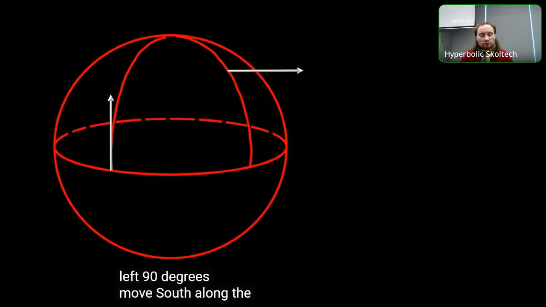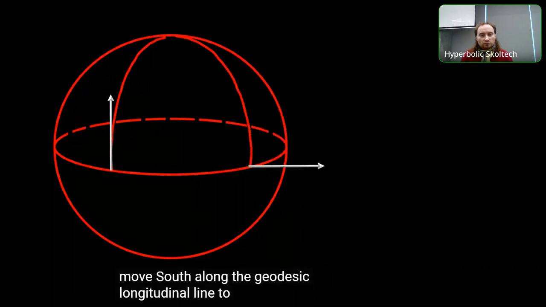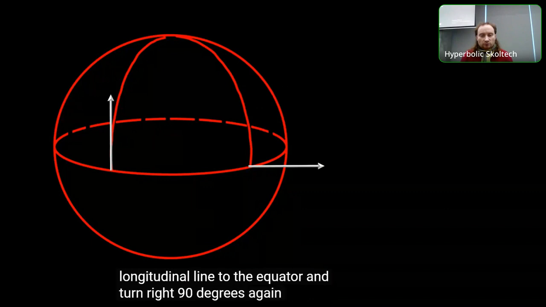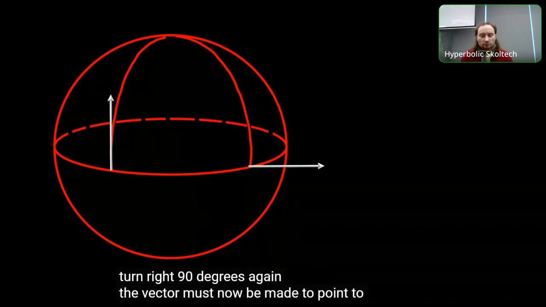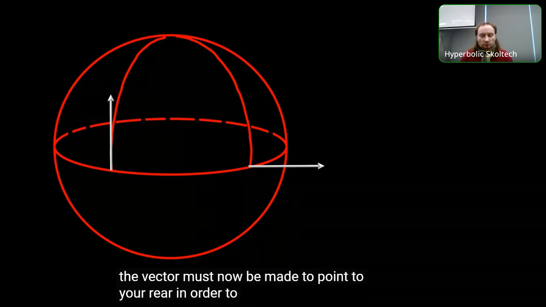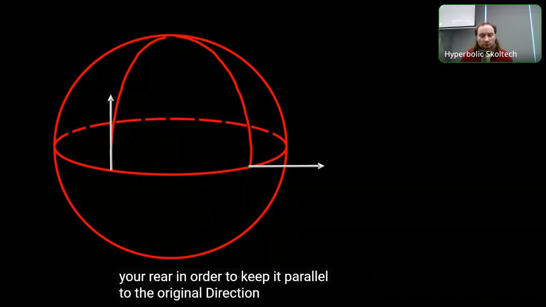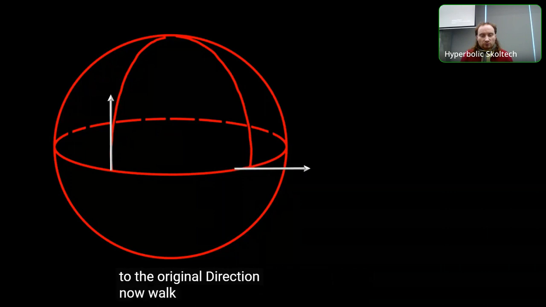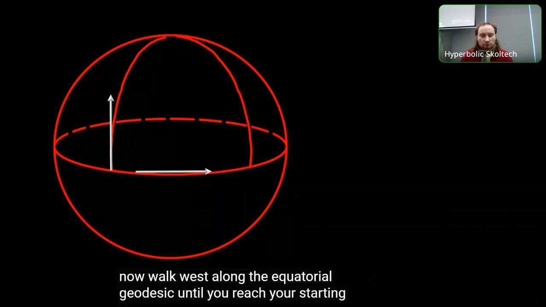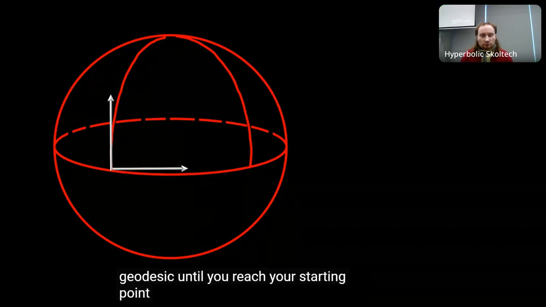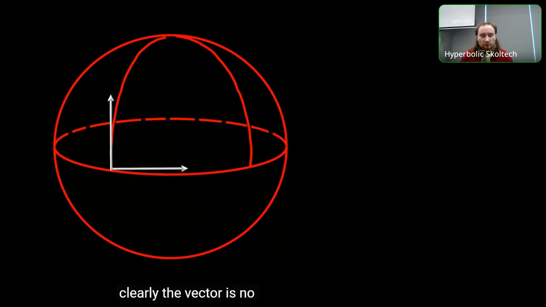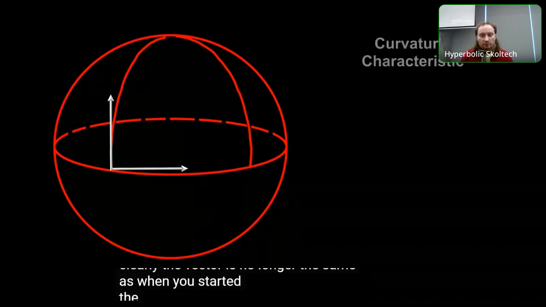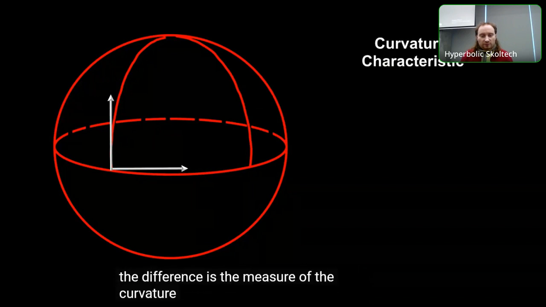Move south along the geodesic longitudinal line to the equator and turn right, 90 degrees again. The vector must now be made to point to your rear in order to keep it parallel to the original direction. Now walk west along the equatorial geodesic until you reach your starting point. Clearly, the vector is no longer the same as when you started. The difference is the measure of the curvature of the space you traveled.